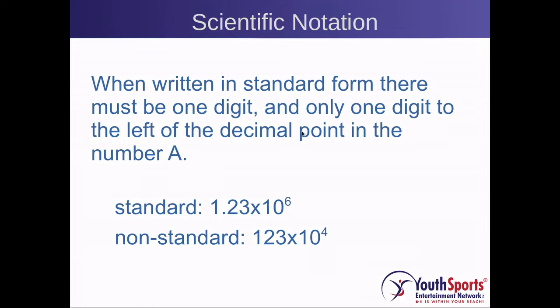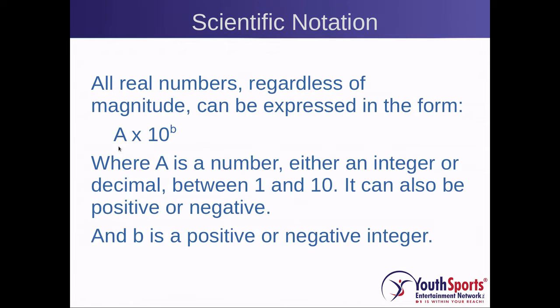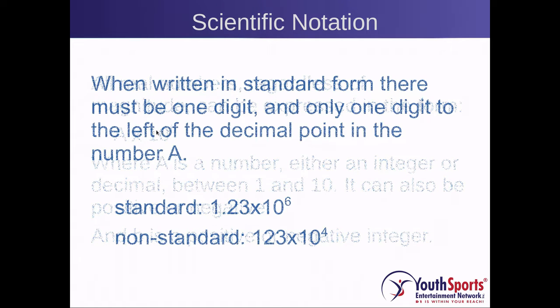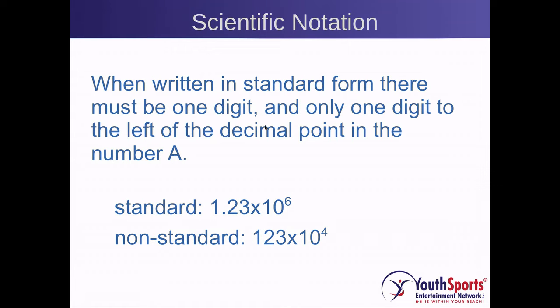When we write a number in the standard form of scientific notation, there has to be one digit and only one digit to the left of the decimal point in the number a. This is the a number on the left side multiplied by 10 to the b. So a can be just one digit, and it can be any number from 0 to 9. So this is an example of the standard notation.